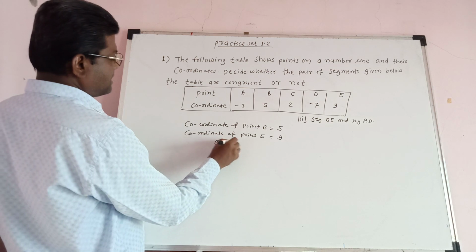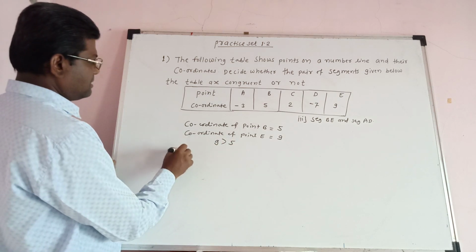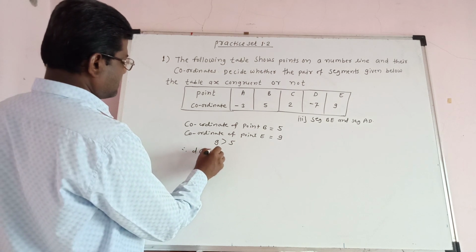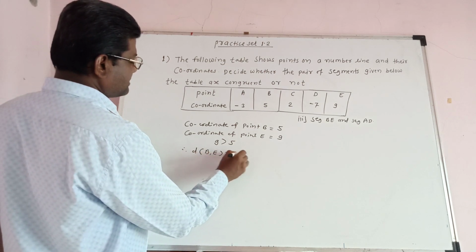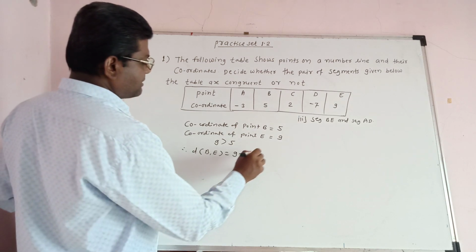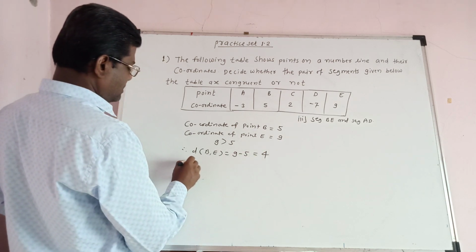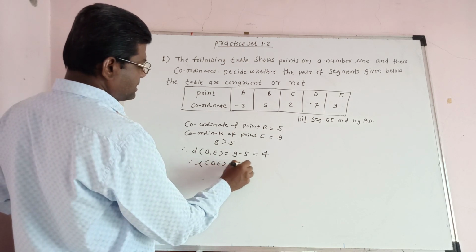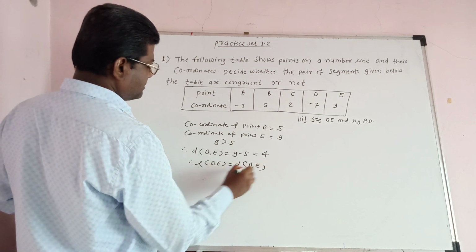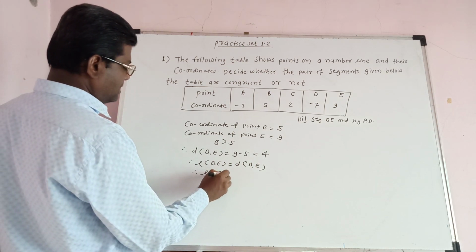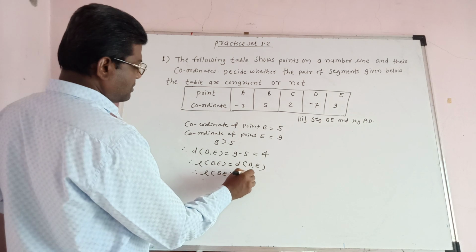Here 9 is greater than 5. Therefore, distance of BE is equal to larger coordinate minus smaller coordinate. 9 minus 5 is equal to 4. Length of BE is equal to distance of BE. Therefore, here length of BE is equal to 4 units.